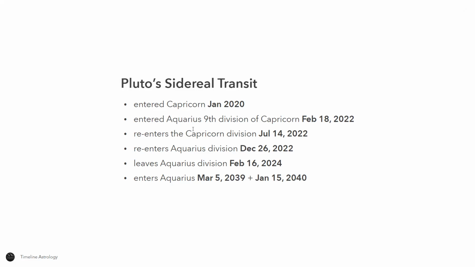where Pluto is about to, but hasn't yet moved into Aquarius tropically, but it has moved into Aquarius sidereal, in the 9th division of Capricorn. So it shows this kind of underlying theme here, and this transition, of course, as we're seeing in this necessity, and the necessity being the mother of invention right now.